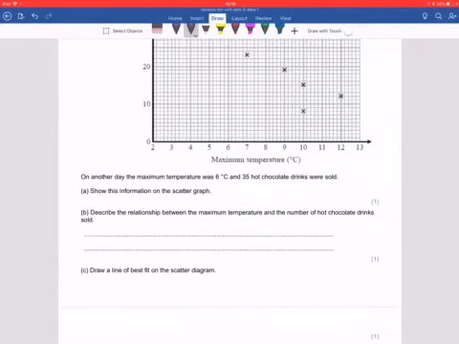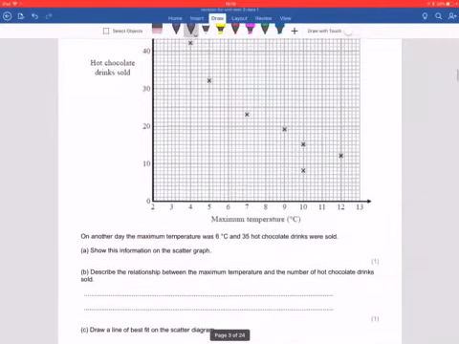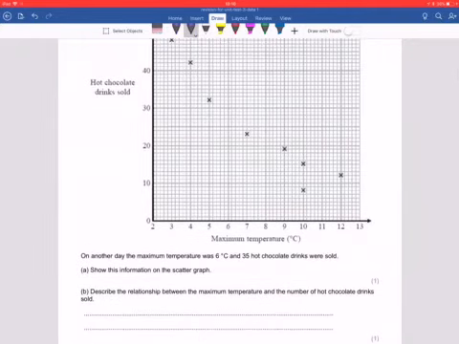On another day, the maximum temperature was 6 and 35 hot chocolate drinks were sold. Show it. So, maximum temperature, this scale, 6, and he did 35. So, 1, 2, 3, 4, 5. I'm going to put it there. Nice fine pencil. Right, describe the relationship.